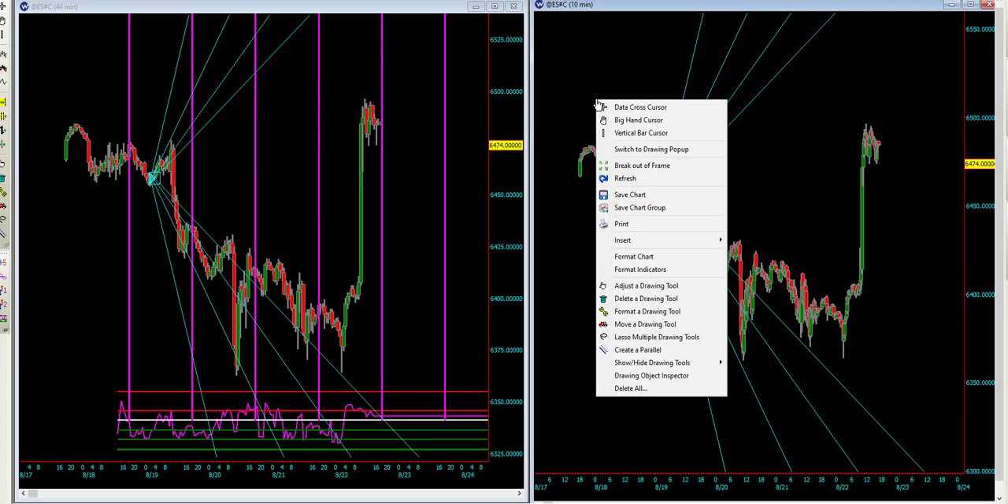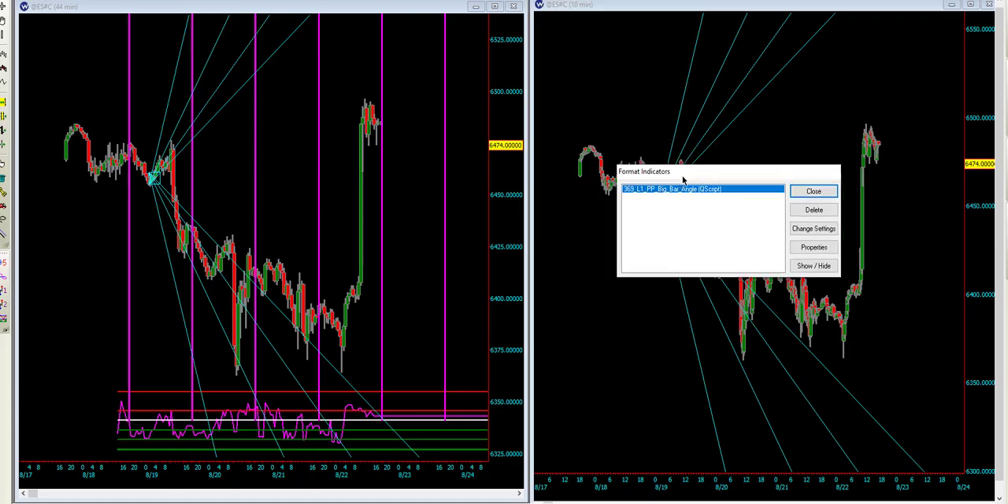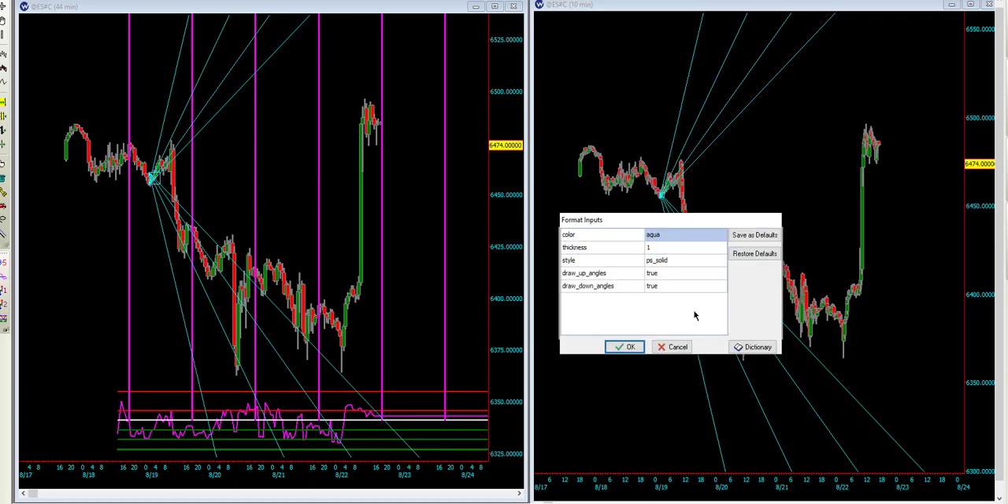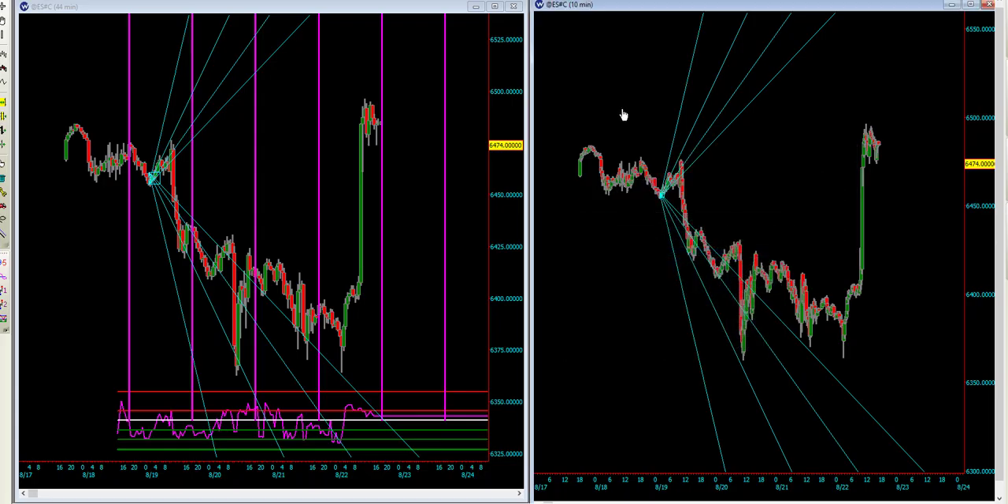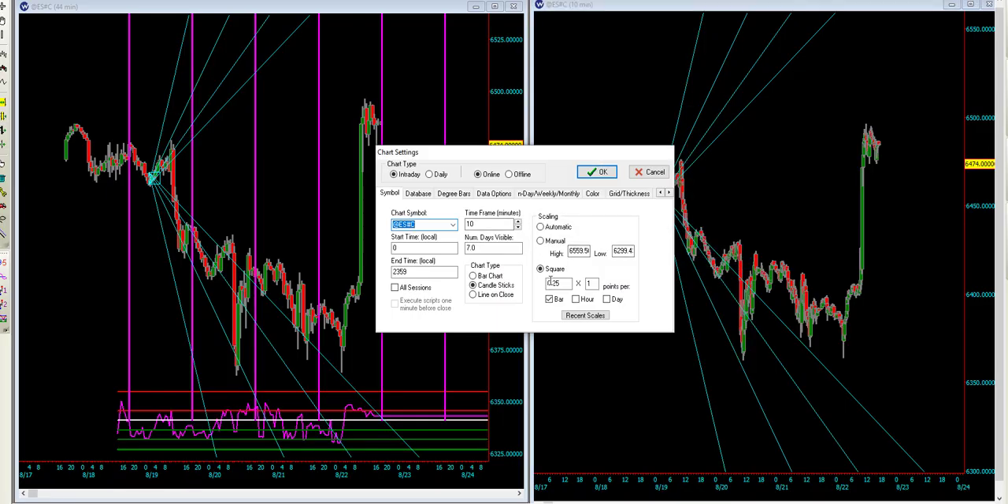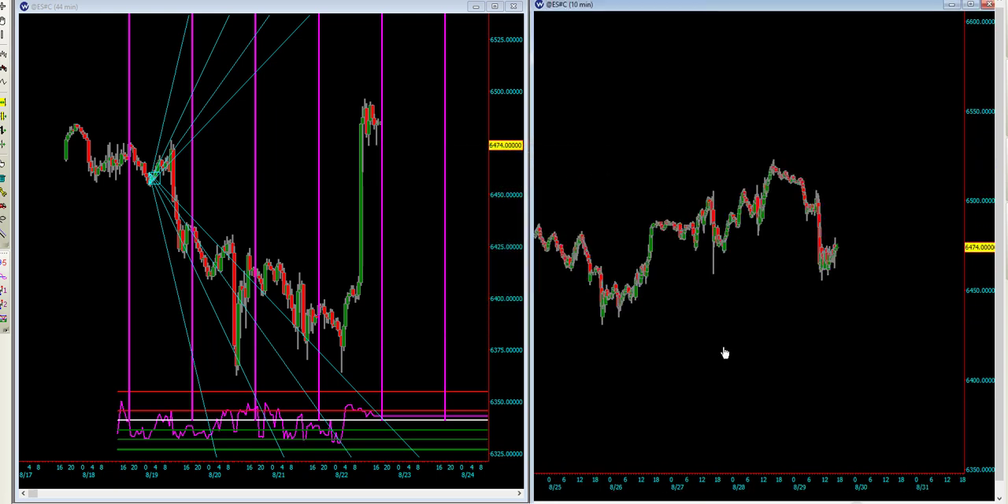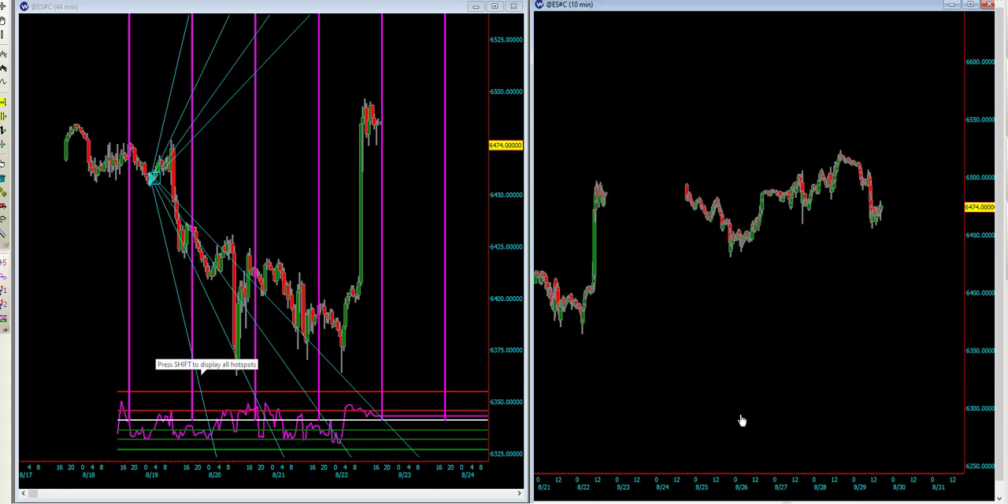On the right side, this being a two charting system, we always use two charts, is L1PP big bar angle. Now that's all, nothing much to do here. And then we have the chart setting which is 0.25 by 1 by bar. This sets up the structure we are desiring to trade on this day.